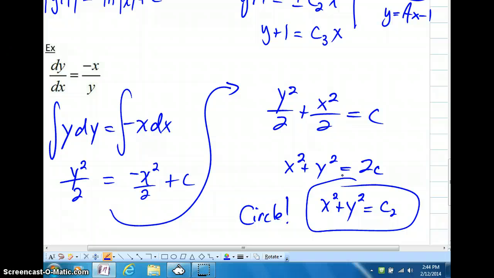Tomorrow, even better news. Same stuff, but we're going to throw in an initial value. It'll be like, we've done that before. You bet. All right, let's get to work.